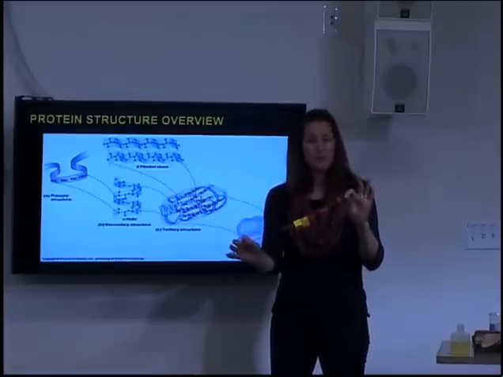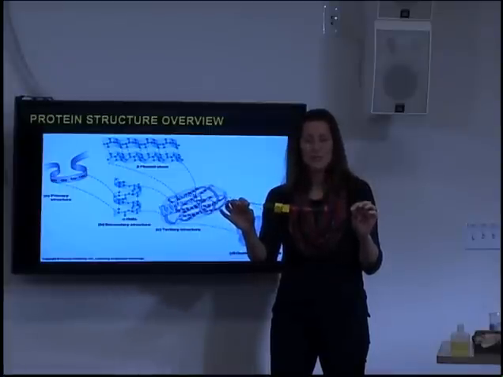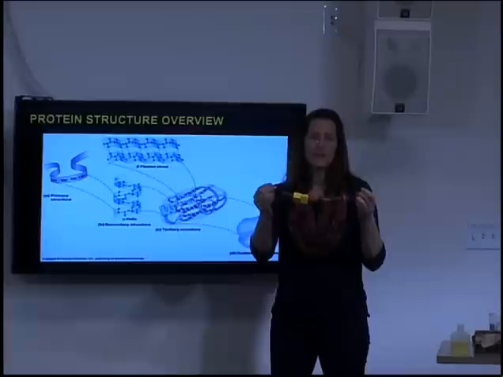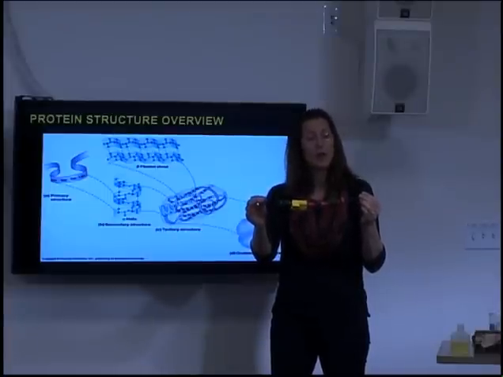So it's really important not to have mutations in DNA so that you don't end up with yellow, yellow, yellow instead of green, yellow, yellow. Because that yellow is going to carry a different R group than that green has.